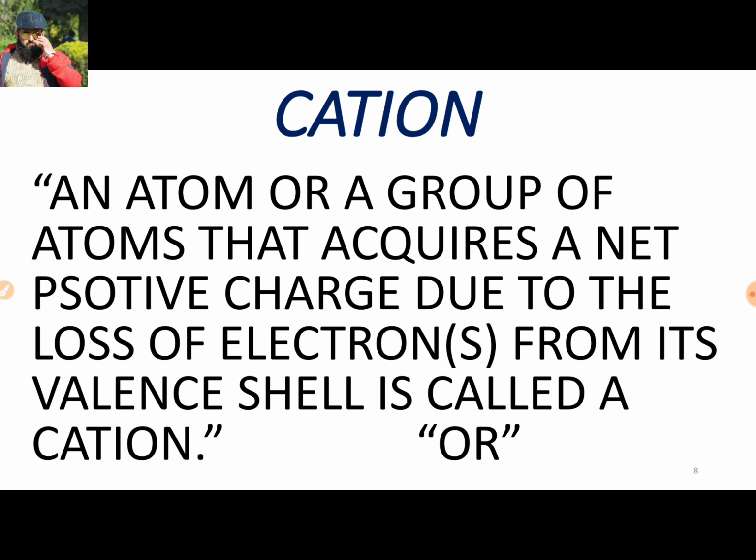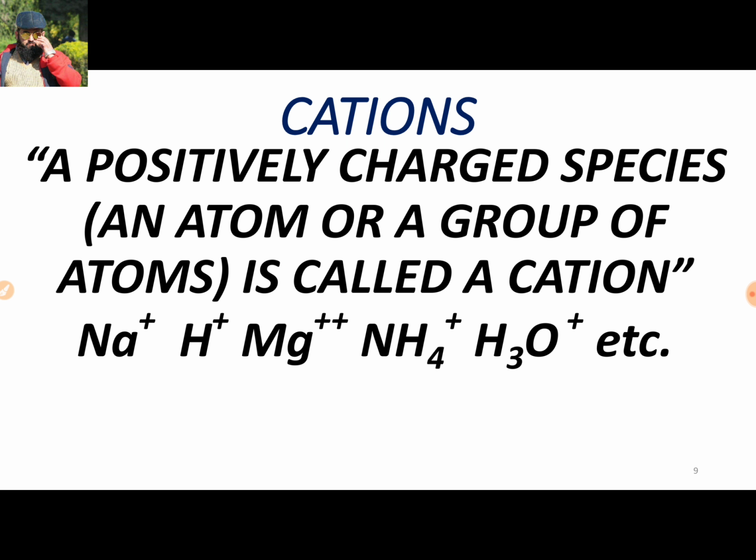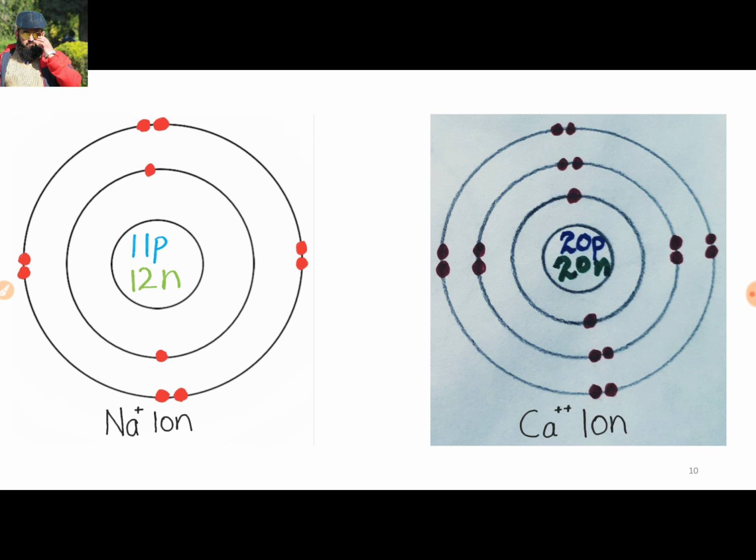How can a cation be defined? An atom or group of atoms that acquires a net positive charge due to the loss of electrons from its valence shell is called a cation. We will talk about a simple ion, that is a cation that is made up of only one atom. We will go into detail on it. Cations can also be defined as positively charged species, whether an atom or a group of atoms. For example, sodium ion, hydrogen ion, magnesium ion, ammonium ion, hydronium ion, etc. All of these are positively charged ions, as they have lost 1 or 2 electrons.